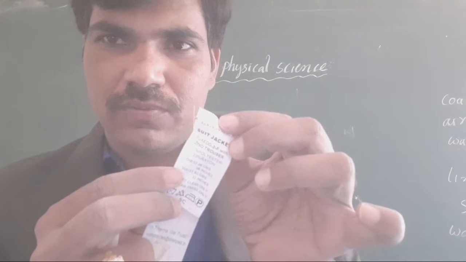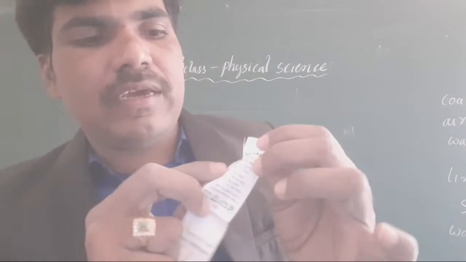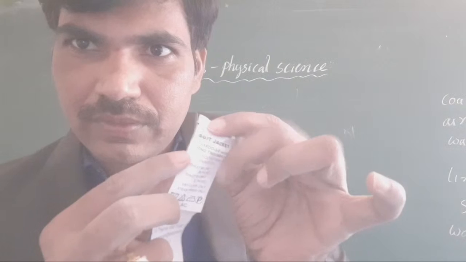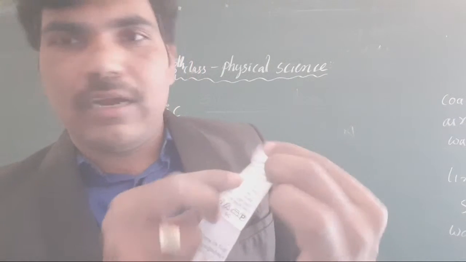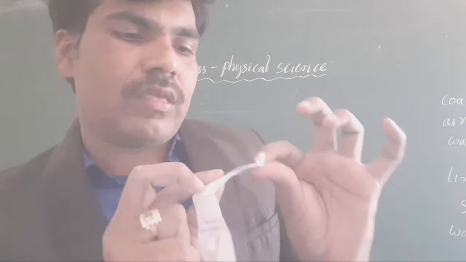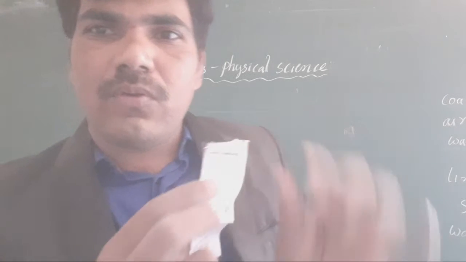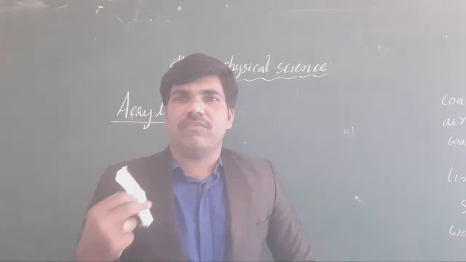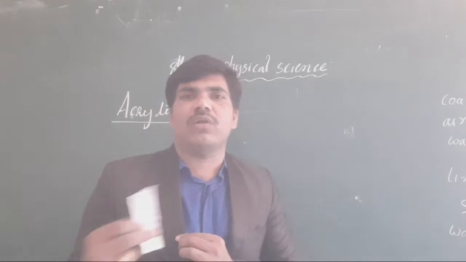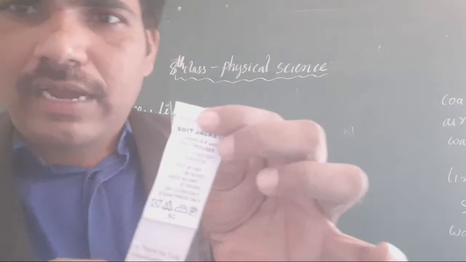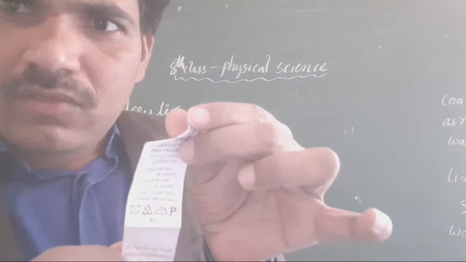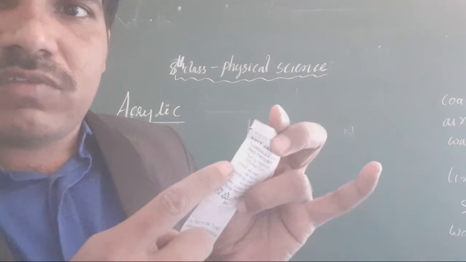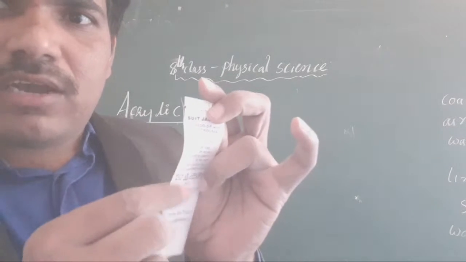Check it once. What is there? 77% polyester and 23% rayon. You know very well the rayon property: it absorbs water and looks like silk. That's why there is 23% rayon and 77% polyester. Clear or not, all the students? 77% polyester and the remaining are measurements.